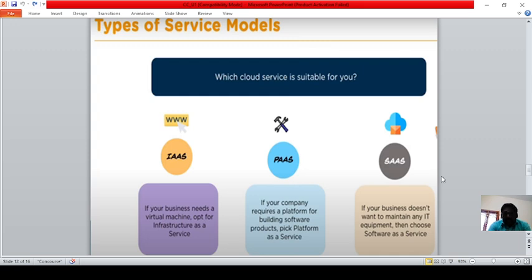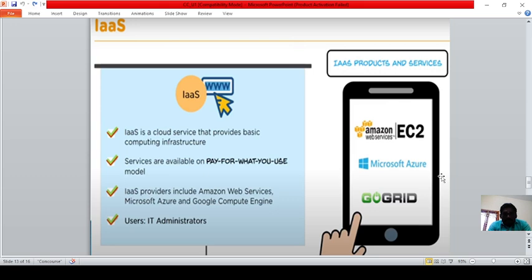Another one is software as a service. In that, we don't want to maintain any IT equipment, so you can choose software as a service. For example, in this software service, all the components, all the infrastructure, all the data, and all the software will be maintained by the cloud providers. With just one end device, we can access the services. For example, Gmail is one of the software as a service. So those are the cloud service models. We'll discuss them one by one.